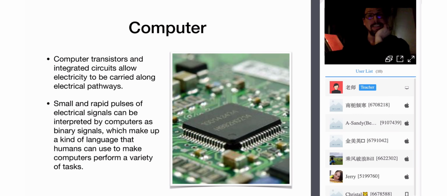Okay, so if you missed most of that, to quickly summarize it, computers work with a circuit board with transistors and a central microprocessor to send small, rapid pulses of electrical signals, which can be interpreted by computers as a binary language. And we can then communicate to the computer to do various tasks.